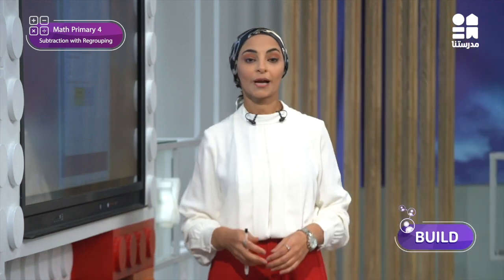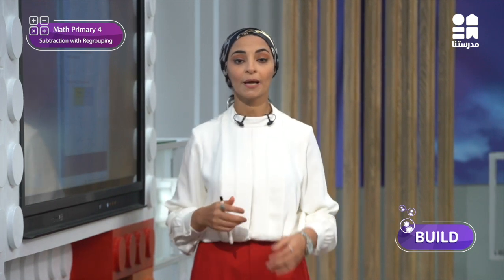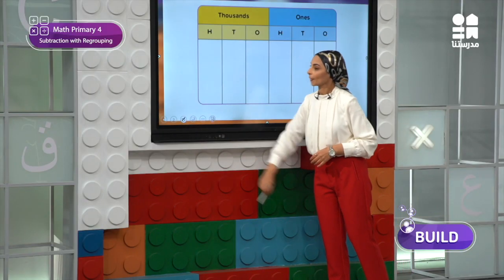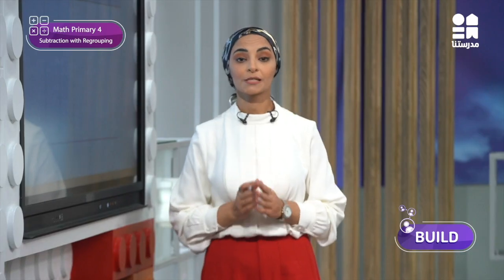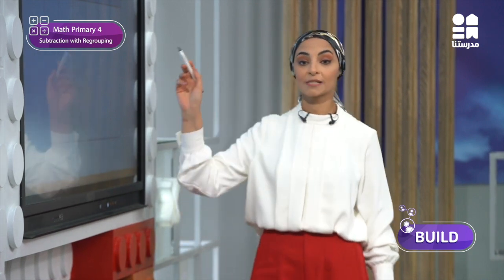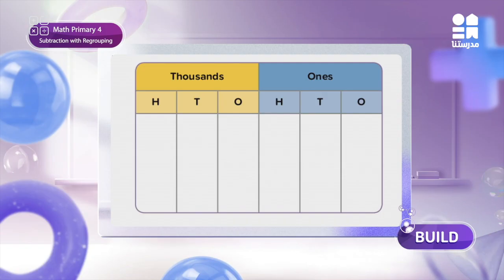Now we need to subtract 2,164 from 3,328. In order to solve this problem, let's use the place value chart like you see here. Here, I will represent the big number, which is 3,328, in drawings. Okay? What should I do? Yes, I will represent 8 in the ones. Let's do it. Here, I'll put 8 in the ones, like you see.